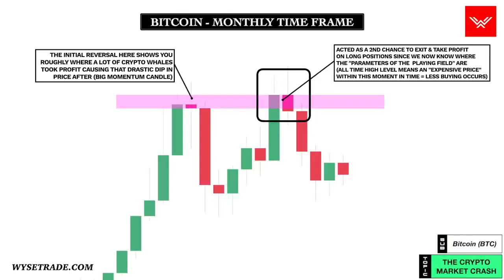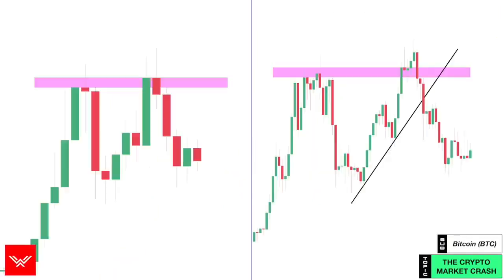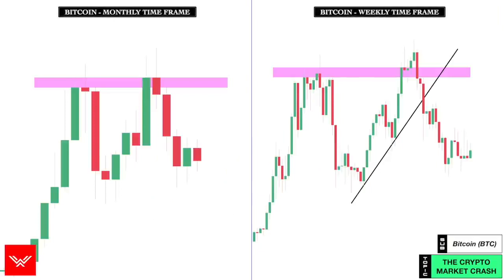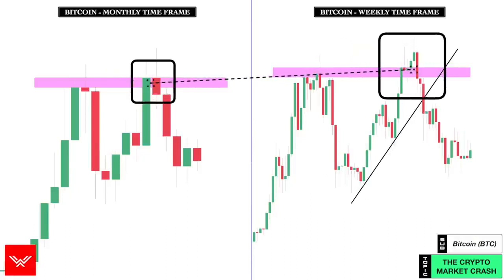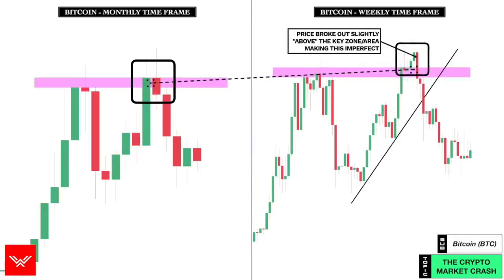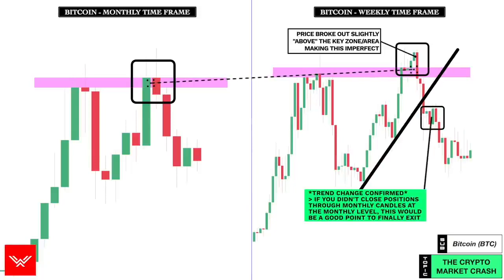Now let's pull up the weekly time frame and put it beside this one. On the left is the Bitcoin monthly time frame we just looked at, and on the right is the Bitcoin weekly time frame. Same key level and area, same uptrend. This area here is this same area here. Again, notice how on the weekly time frame, price broke out slightly above, making this an imperfect area. If you didn't close out your positions based on the monthly time frame price action and monthly key levels, a second exit confirmation point would have been through the trendline break area here.